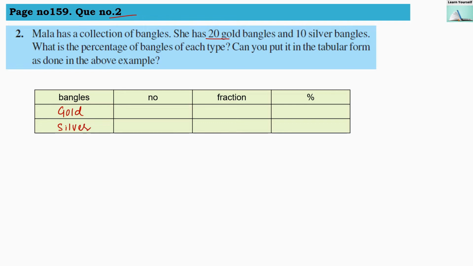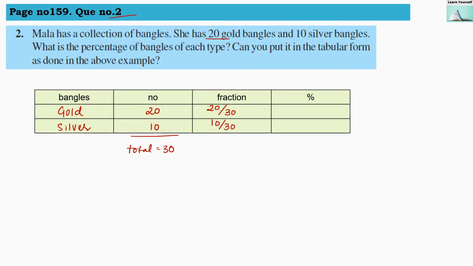Now how many gold bangles are there? 20 gold bangles are there and 10 silver bangles are there. The total quantity here is 30 bangles, 20 plus 10. We have to represent this as a fraction, so desired quantity divided by total quantity. So 20 divided by 30, and here 10 divided by 30.